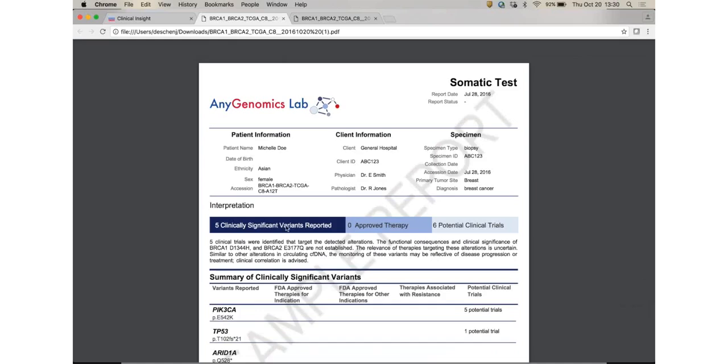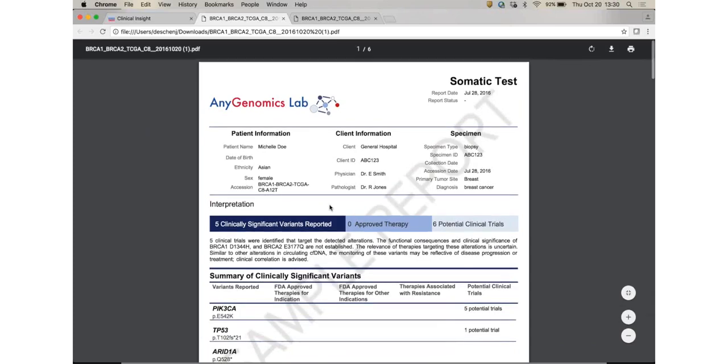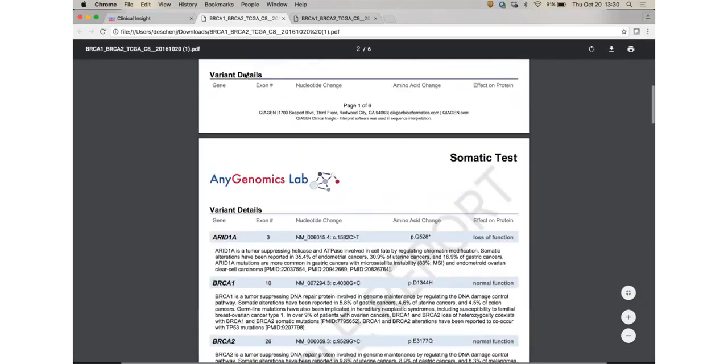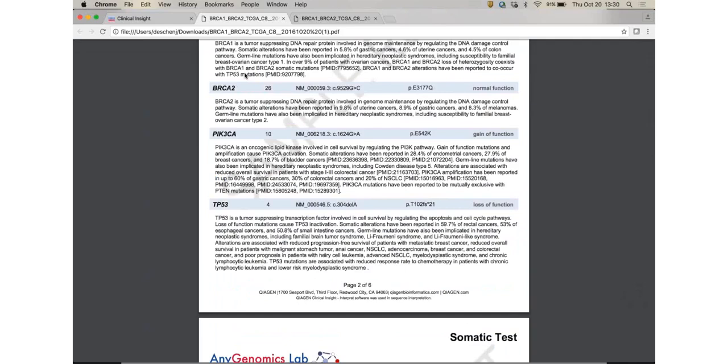So you have that report that will contain demographic information about the specific case, the overall interpretation, a summary table, as well as the information for all the variants and treatments that are meaningful to report in the given case.